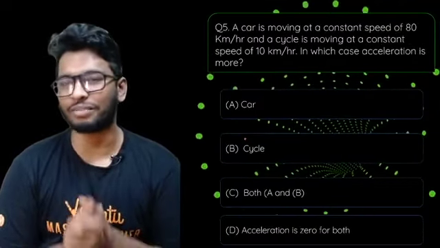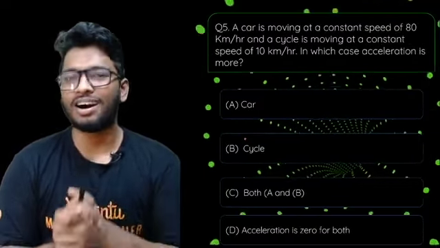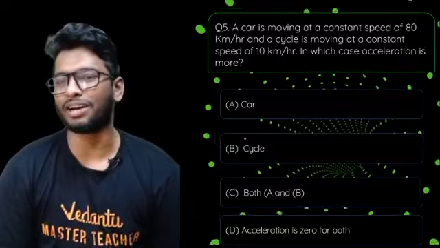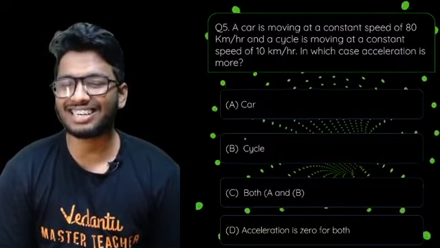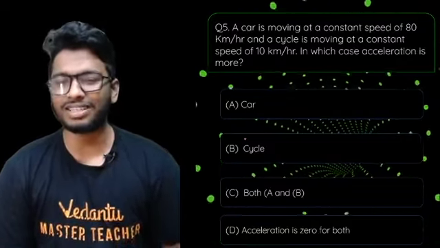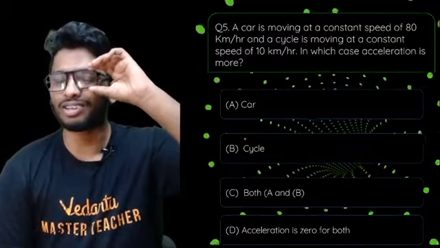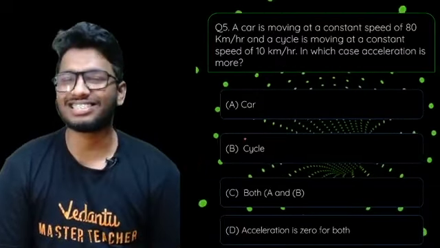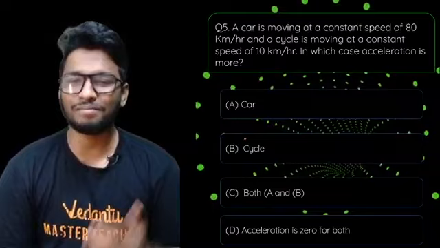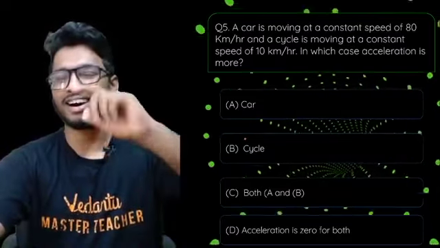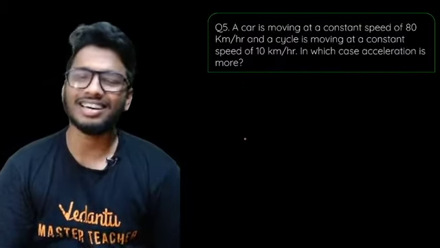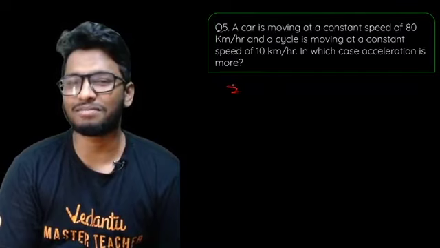This is a very interesting question. A car is moving with a constant speed of 80 km per hour, and a cycle is moving with a constant speed of 10 km per hour. In which case is the acceleration more? Option A, the car; option B, the cycle; option C, both the car and the cycle; or option D, acceleration is 0 in both? Very interesting question. I hope you guys are able to figure this out. Let's see how many of you give me the right answer in the comment section below.